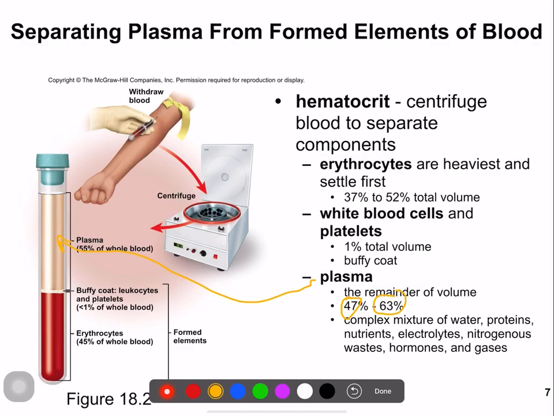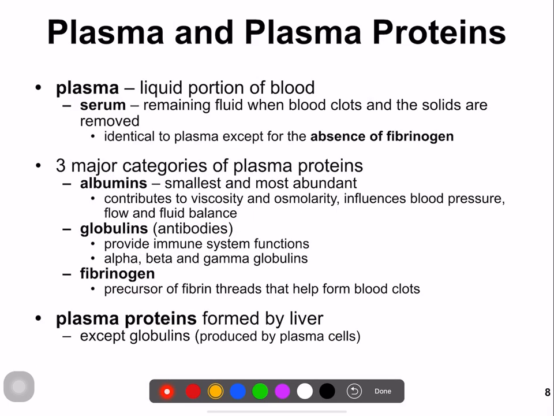And what do I find in there? I find water, I find proteins, nutrients, electrolytes, nitrogenous waste, hormones, and gases. Now, when we're talking about plasma, we're really looking at the liquid portion of the blood. And we can also think about serum. Now, what's the difference? Serum is the remaining fluid when the blood clots and the solids are removed. So it's very similar to plasma, but the difference is that you remove something called fibrinogen, which you'll find at the end of the chapter, description of that.